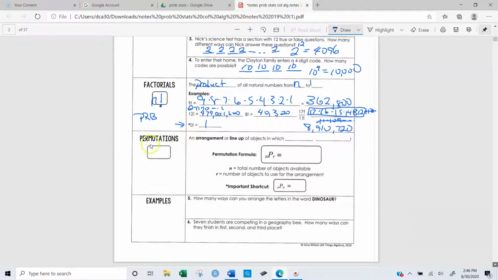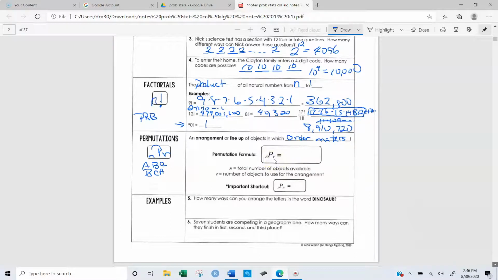Okay, now you know what a factorial is. Permutation, it is written nPr. All right, an arrangement or lineup of objects in which order matters. So what that means is, like ABC, if we had those 3 letters, right? That is a different permutation than BCA. Even though I have the 3 letters, they are in a different order. Order matters. Okay, it's nPr is how it's written.